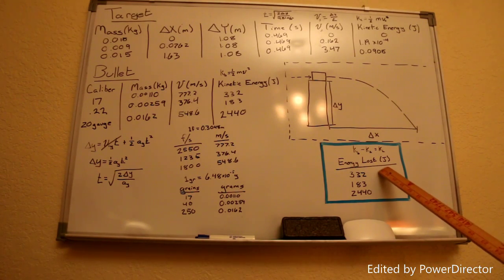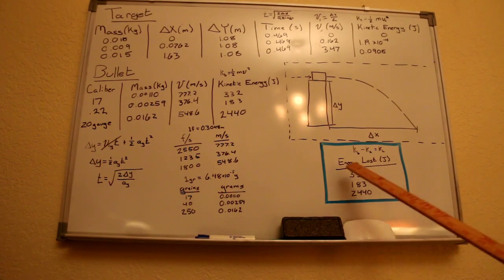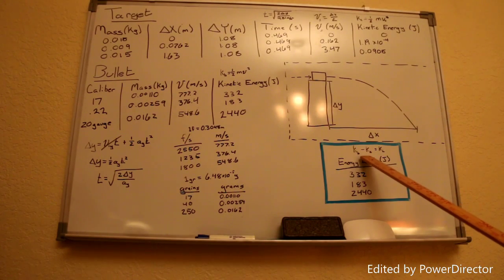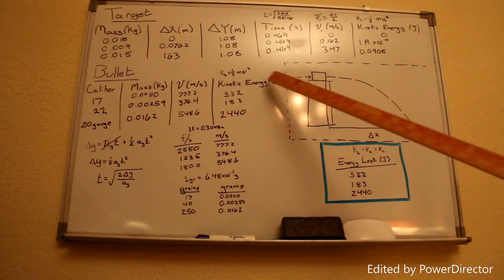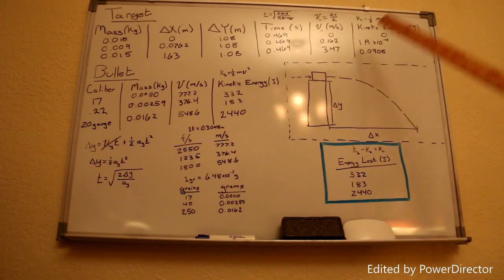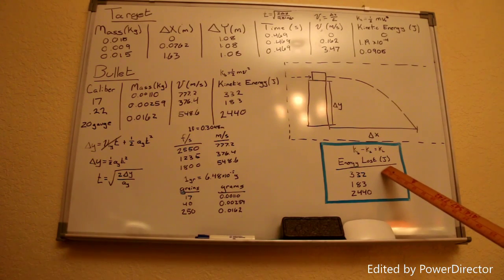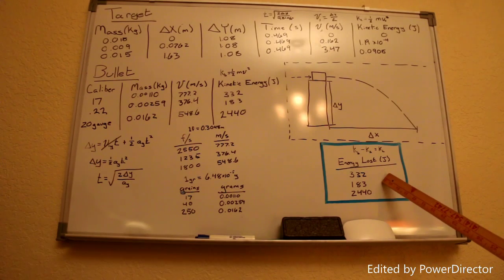To calculate the energy loss between the bullet and the target, we took the kinetic energy of the bullet minus the kinetic energy of the target to give us the entire energy lost. Taking each K sub B and K sub T value and subtracting them, we find the energy lost in the 17 to be 332 joules, the energy lost in the 22 to be 183 joules, and the energy lost in the 20 gauge to be 2,440 joules.